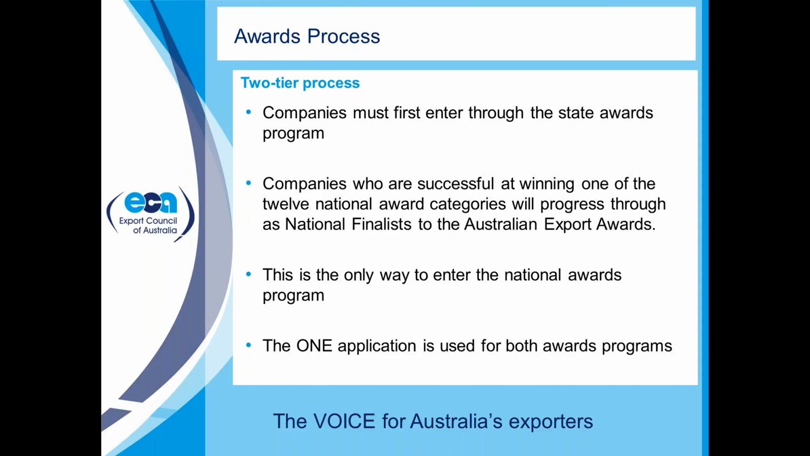If you were to win one of those industry-specific categories, the application that you submit then goes on to compete at a national level. The only way to enter the national awards is through your state program, and as mentioned, it's only one application that you need to complete. So if you win at a state level, you automatically progress to compete at a national level, and I'll go into that a little bit further as we go through.